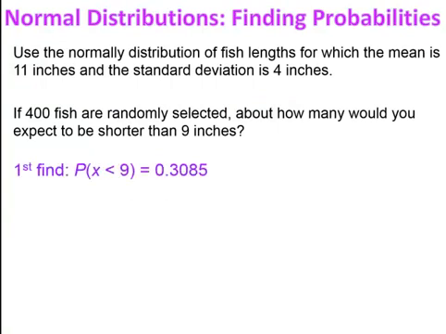So the first thing I needed to do is find the probability of shorter than 9, and we ended up with 0.3085. And then you take that probability and multiply it by the 400. So we would expect that we would have 123 fish.